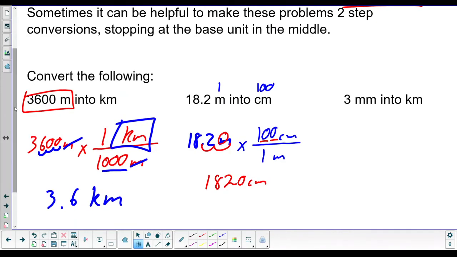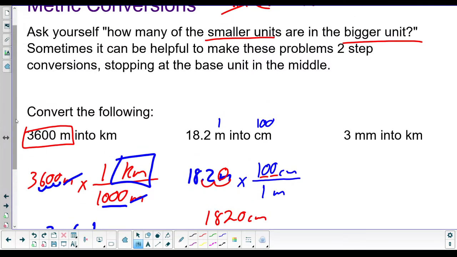Okay. Last one can be a little bit tricky, and I think we're going to get a really bogus answer, but that's okay. Sometimes life's a little bogus. So here, you probably don't know how many millimeters are in a kilometer. Okay. So in this case, it makes sense to make a pit stop at the base unit in the middle, meaning meters. So let's start by writing our given term. We have 3 millimeters.